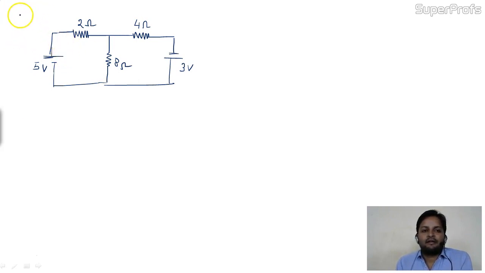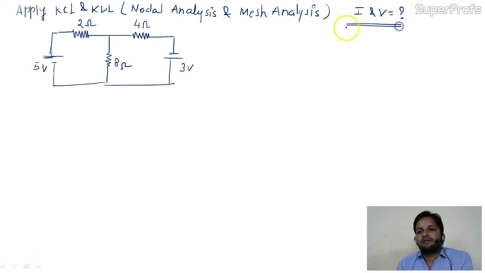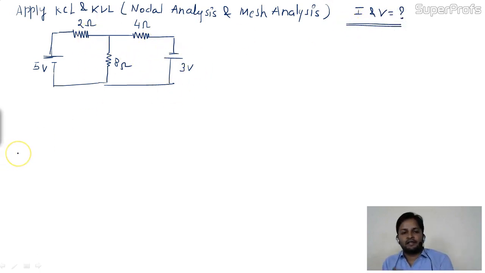Now the question is, we have to apply KCL and KVL, which means we have to apply node analysis and mesh analysis, and we have to find out the current and voltages in the different branches of the circuit.